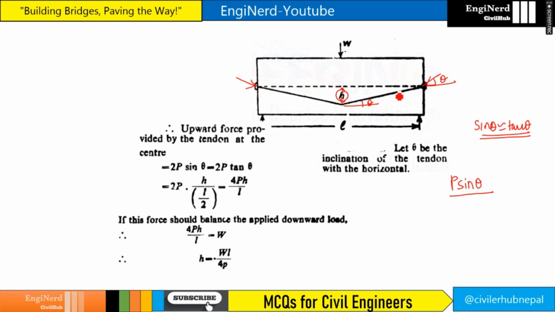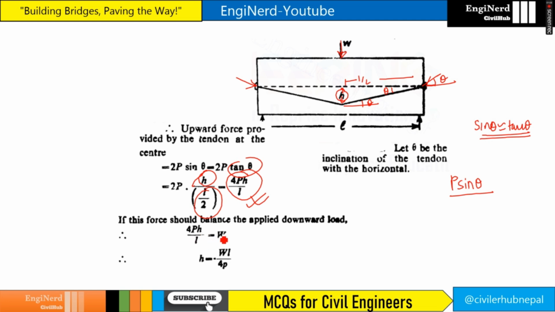So how can we calculate this? Tan theta, this is L by 2, right? So tan theta will be h by L by 2, so 2h by L. Now this pre-stressing force will generate the upward force. So 4Ph by L should balance this W, right?